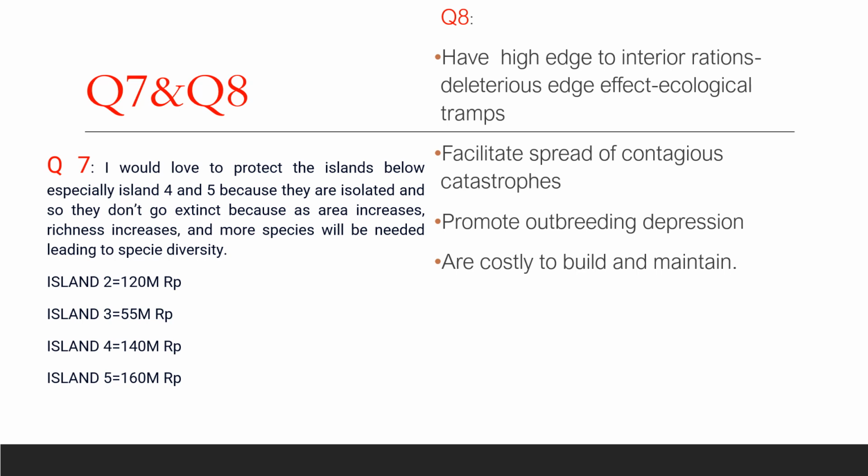more species diversity. So for question 8, talk about facilitating the spread of contagious catastrophe, promoting outbreeding depression, are costly to build and maintain, have high edge to interior ratios, that is the edge effect, the negative effect, which will then give rise to ecological traps.